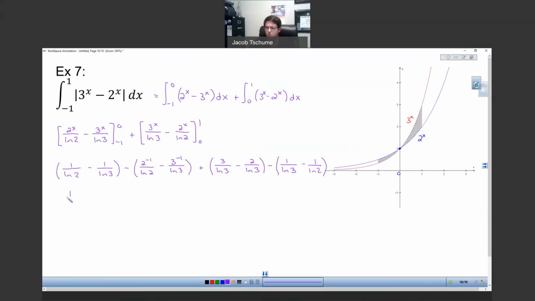So I would actually write this as 1 over the ln of 2 minus 1 over the ln of 3. These 2's and 3's to the -1, you can flip those down to the bottom and make them positive. So I would actually write this as minus 1 over 2 ln of 2 minus 1 over 3 ln of 3. So just bring those to the bottom and make them positive. And then plus 3 over ln 3 minus 2 over ln 2. Oh, sorry, ln 2. I messed that up in the first one. That should be an ln 2 right there. And then minus 1 over ln 3 plus 1 over ln 2.